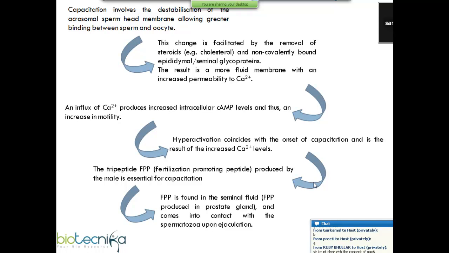This FPP is not going to increase your calcium 2+. Once the calcium 2+ ions are increased, this FPP goes and binds. It will increase the hyperactivity. It is the other way around.